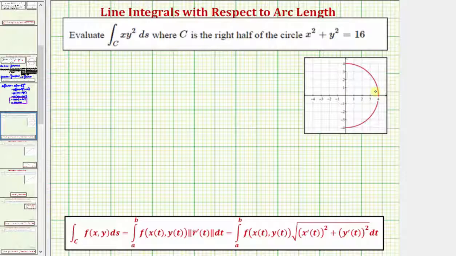Because the integrand function f of x comma y equals xy squared is non-negative along this path in the xy plane, the value of the line integral does represent the area bounded below by this curve in the xy plane and bounded above by the integrand function. Let's look at this graphically.